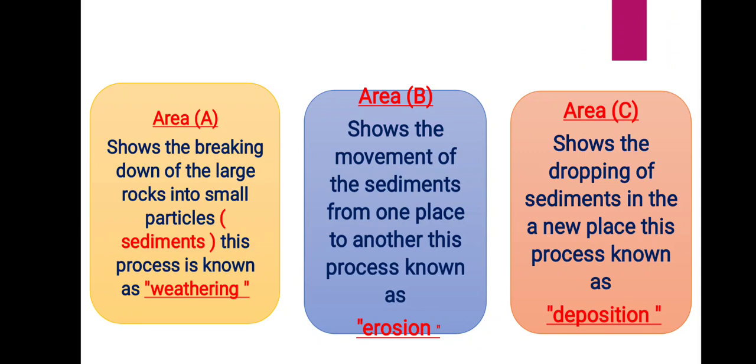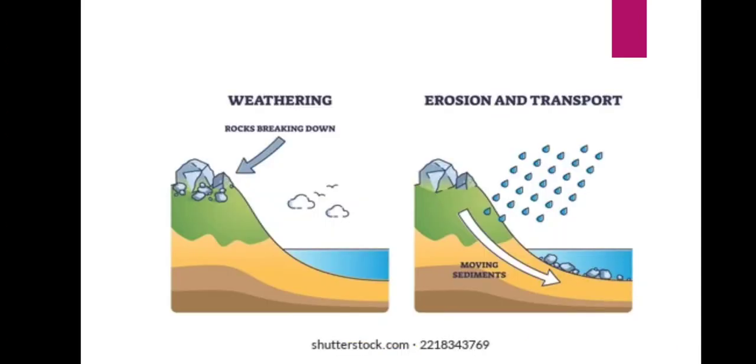The sediment is small pieces of the rock or the sand. This breaking down of the rock into very small pieces, or into sediment, is weathering. After that, the small pieces of the rock, or the sediment, move from one place to another. This is called erosion. And when the small pieces of the rock drop or settle in a new place, this is called deposition. So we have weathering, erosion, and deposition.